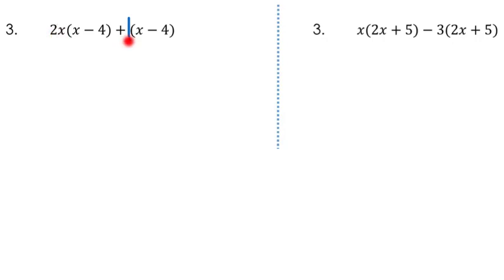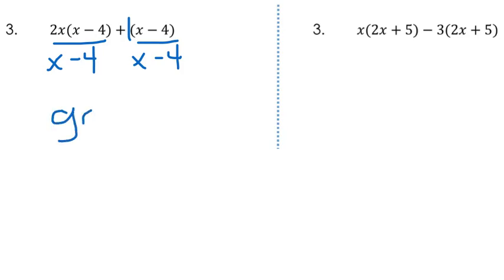I have a 2x and a 1. There really isn't a common term that goes into both of these aside from 1, which we really don't need to write for my GCF. Next, I look at inside my parentheses. I have an x minus 4 and I have an x minus 4. We should see that this is common between both of these terms, so I'm actually going to be able to divide out my x minus 4. That makes this my GCF, because both terms have x minus 4 in common.